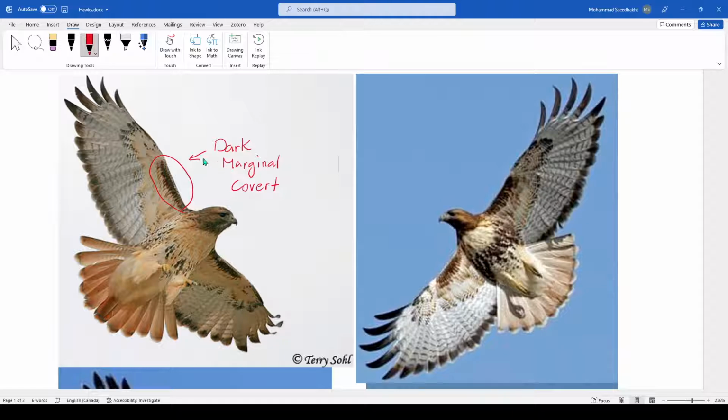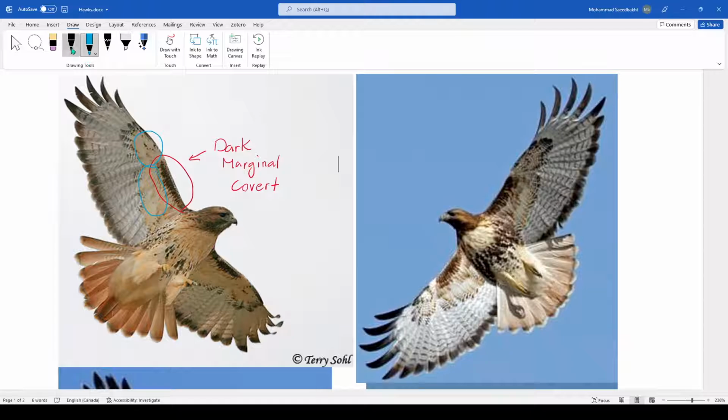That's the most important thing with the red-tailed hawks, and that's the main thing you have to say in your lab exam. If it was a question, you have to mention that red-tailed hawk has dark marginal coverts. And the rest of the covert, I'm going to use a different color, the rest of it is light. So the primary coverts are light and the secondaries. So that's the main thing.